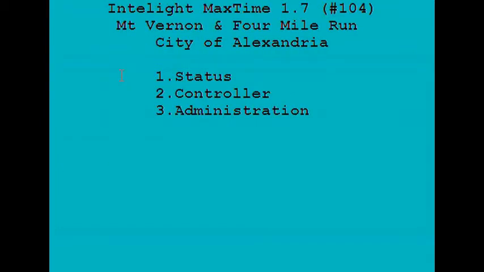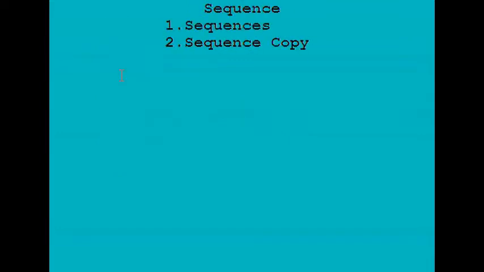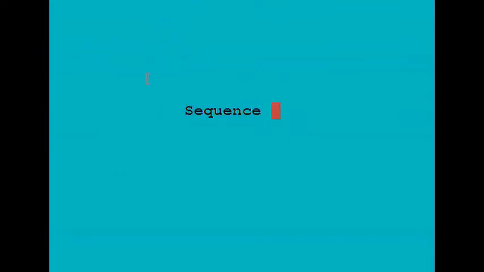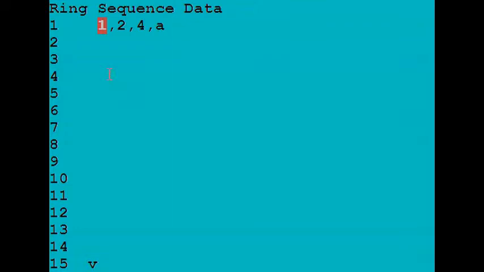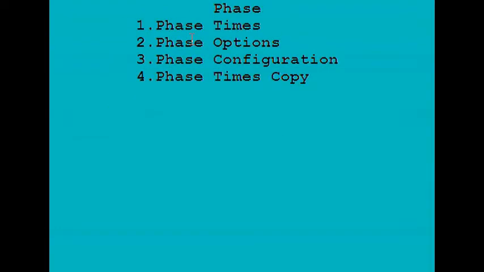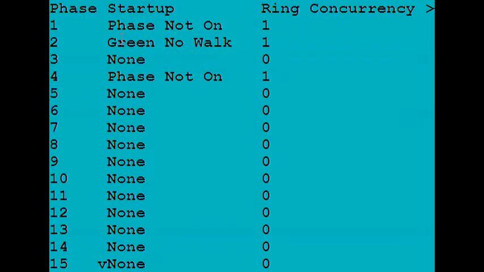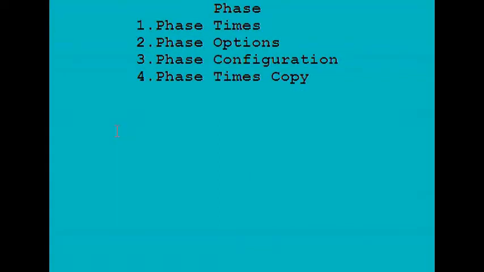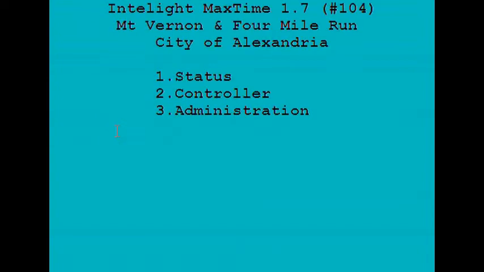Then I usually go into the controller and double check the sequence and phase configuration. So I'll go into sequence 1 and take a look at it. I've got phases 1, 2, 4 all in ring 1, nothing else in there. And then I go into phase configuration and make sure they're the same, just to verify in my mind what this intersection looks like as far as the program is concerned. This is just a quick review of what's in the controller, and I simply end there and start changing.